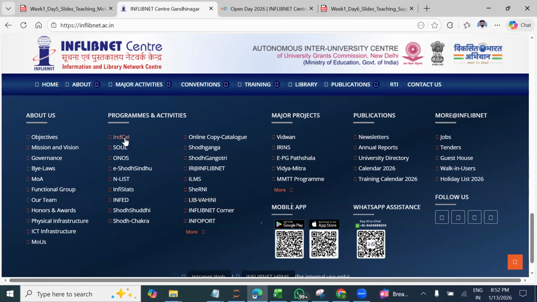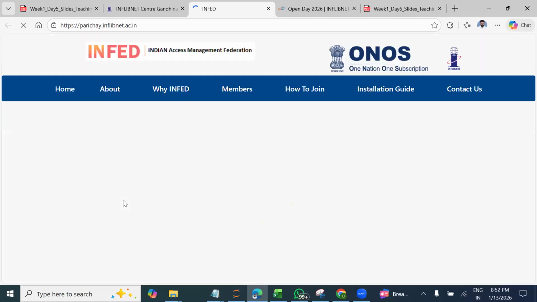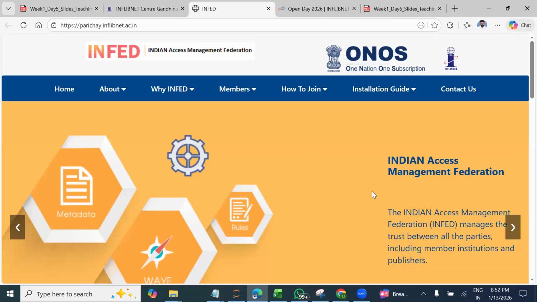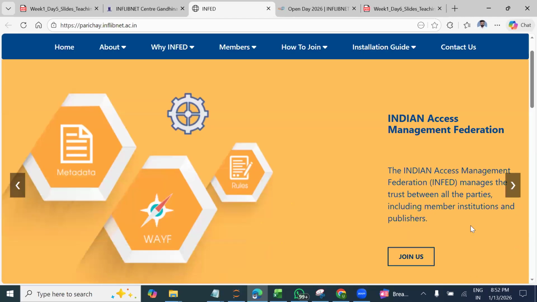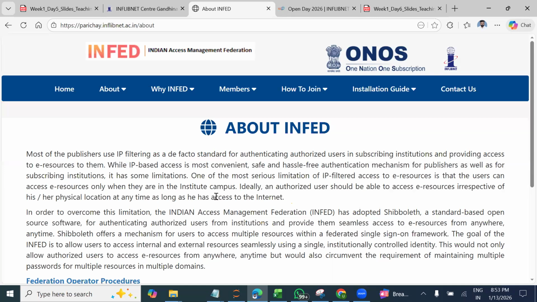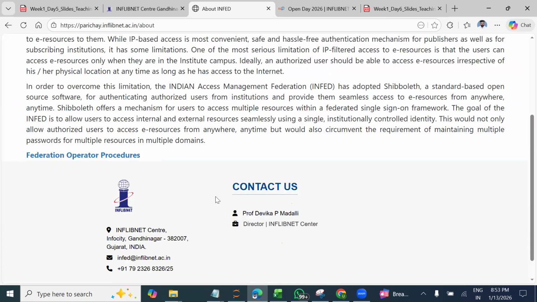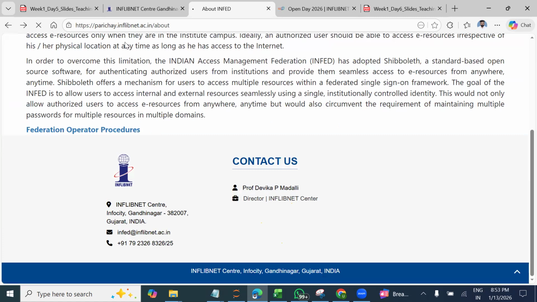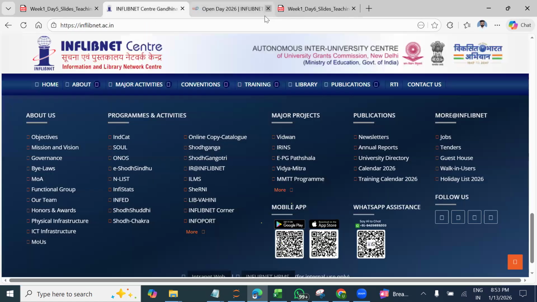So programs, just click over here and then you let me know. Suppose INFED. So what is it? You can see over here, Indian Access Management Federation. So that is INFED, it manages the trust between all parties including member institutions and publishers. So you can just read and make a note of it, because these are the portions which are going to come in these sections.